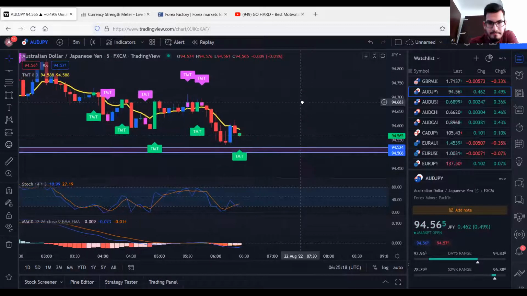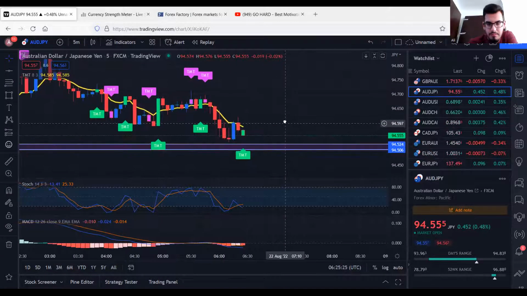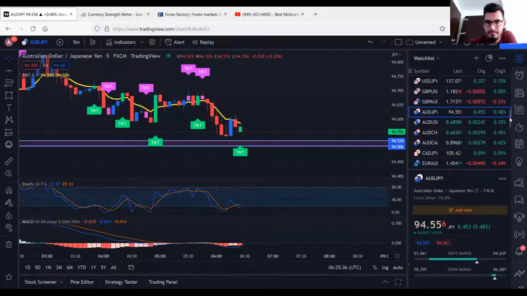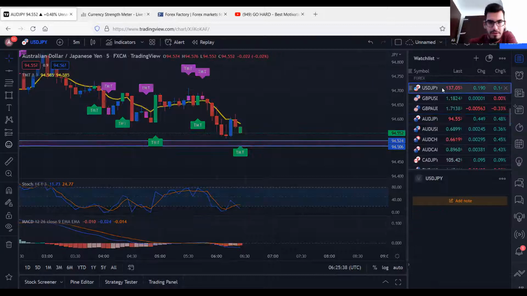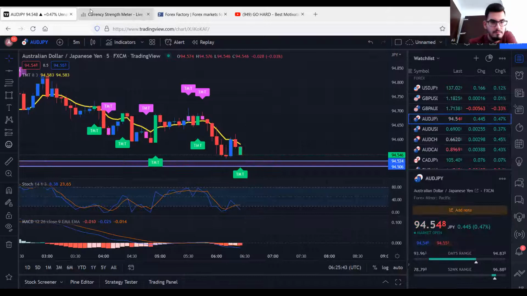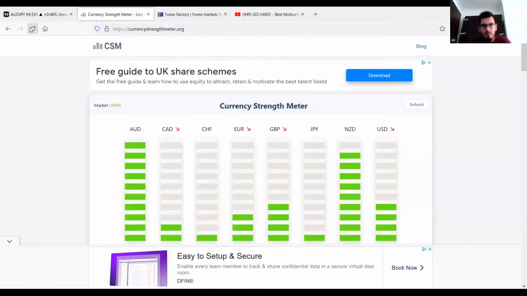AUD/JPY. There's a green label popping up, but it seems to be pushing lower. The market wants to go lower. So ladies and gents, if it does reach our area, this area here, I would like to enter for buy position. USD/JPY, as I said, we are going to avoid it. Now, we looked at AJ, we looked at EJ, we looked at UJ.